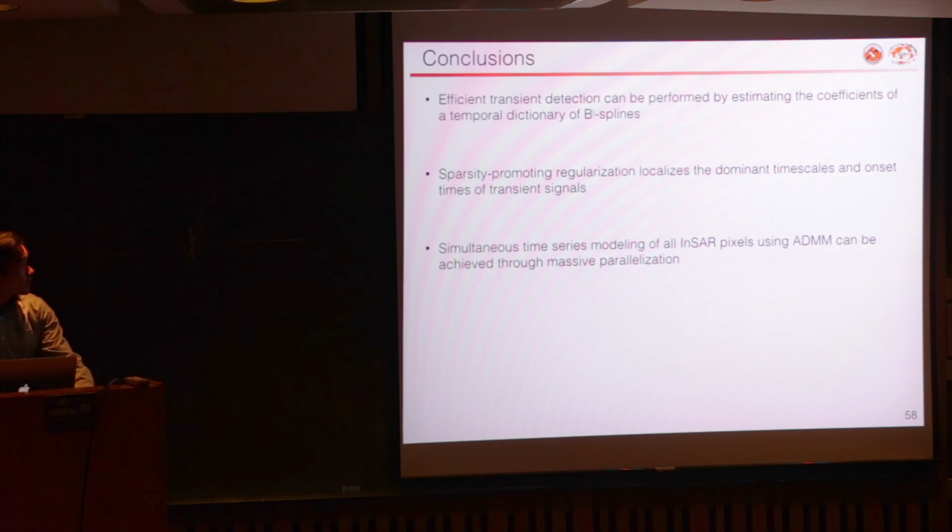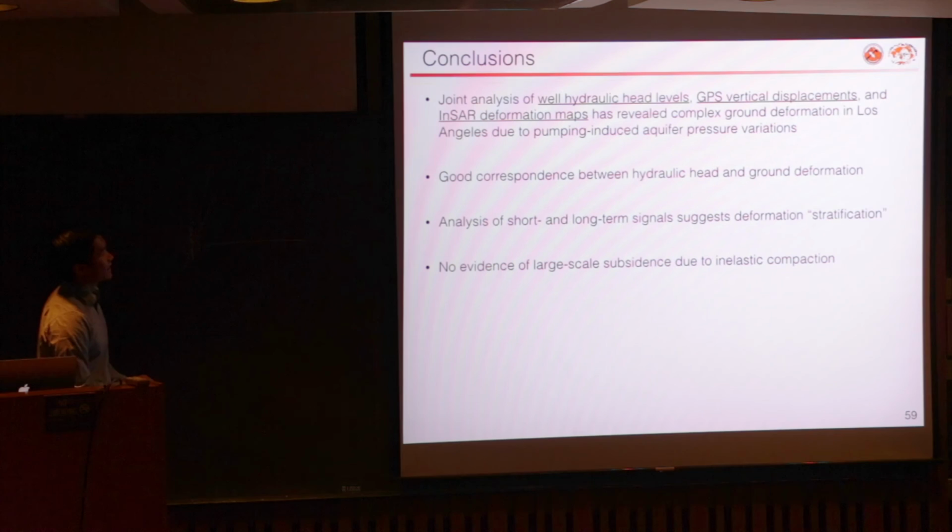So in conclusion, in the first part we saw that efficient transient detection can be performed by estimating the coefficients of a dictionary of B-splines, integrated B-splines, which look like transient signals. Sparsity-promoting regularization localizes the timescales and onset times of signals. And we can use simultaneous time series modeling of all InSAR pixels or all GPS stations at once using this ADMM massively parallelized algorithm. When we applied it to hydraulic head, GPS, and InSAR data, we were able to reveal very complex ground deformation that was due to very complex groundwater flow in these aquifers.